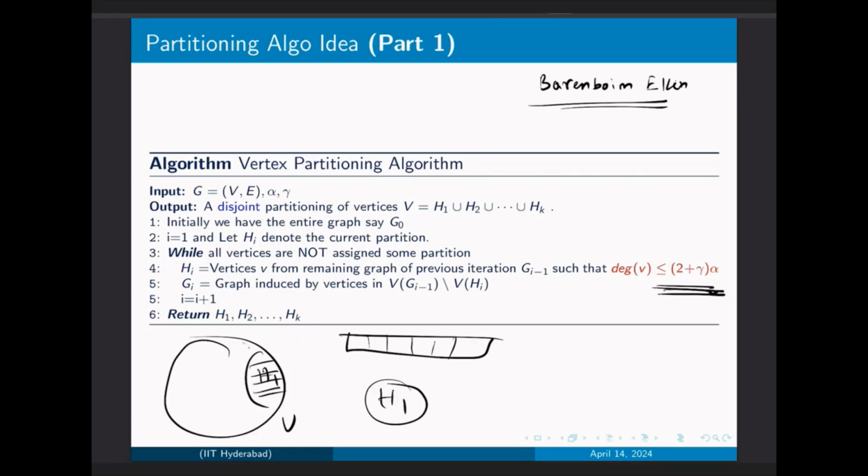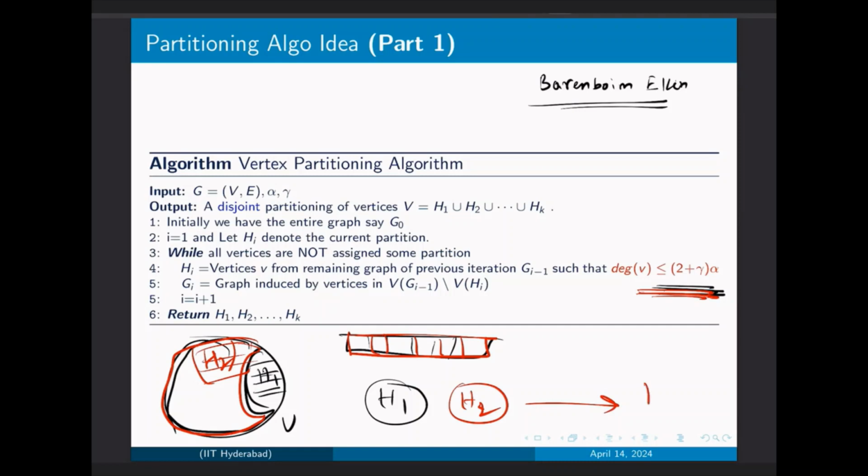Now in the remaining set, for the remaining vertices, we again go over the stream, and we again store the modified degree for them. And again, within them, if someone's degree is less than (2 + gamma) times alpha, we store them into H2. In this way, H2 is formed, and we remove H2 from the original set. So we keep on going and removing vertices greedily from the original vertex set until we get all those partitions Hk.